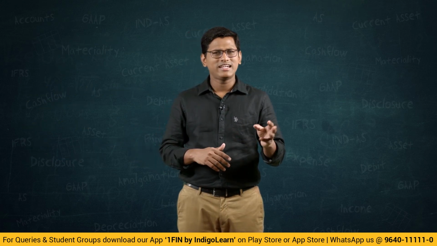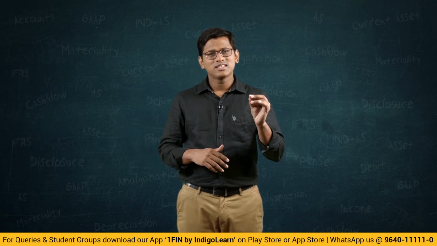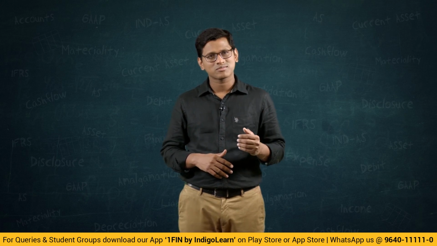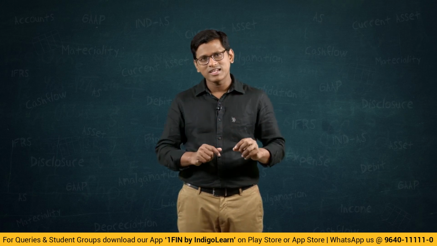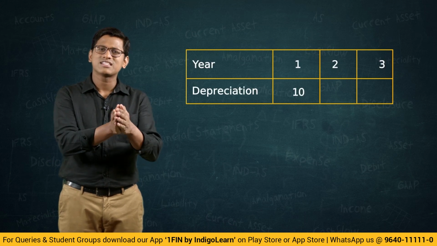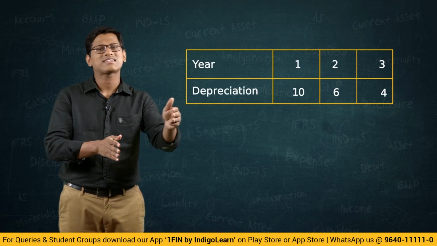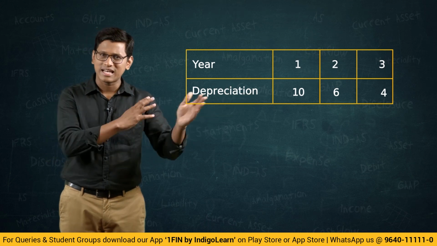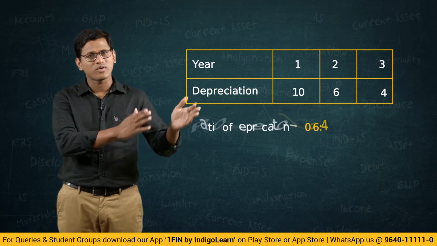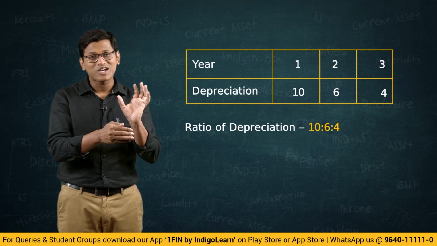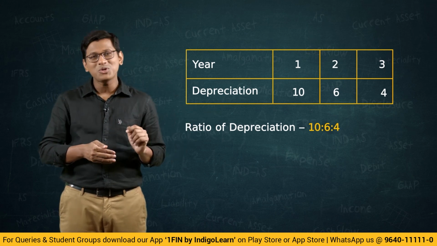So imagine in that deferred income approach, the depreciation is not on straight line basis, it is on WDV basis. Say, just for convenience sake, first year depreciation is some 10 lakhs, second year is 6 lakhs, third year is 4 lakhs, and so on. So 10 is to 6 is to 4, and so on. That is the ratio of depreciation over time. In that ratio, the amount of government grant has to be transferred to P&L.